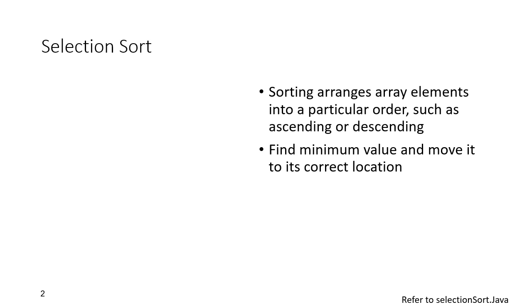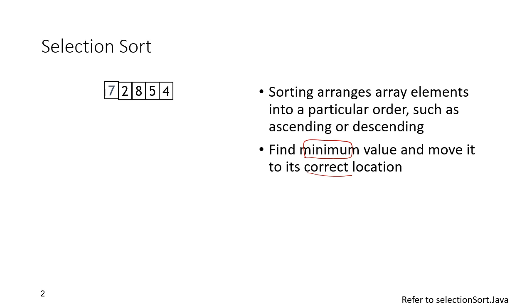The idea behind selection sort is that if you have an array, you need to sort the elements from the smallest to the largest value or the other way around, so in ascending or descending order. And the idea behind it is you have to find the minimum value and then move it to its correct location. So let's do it through an example.